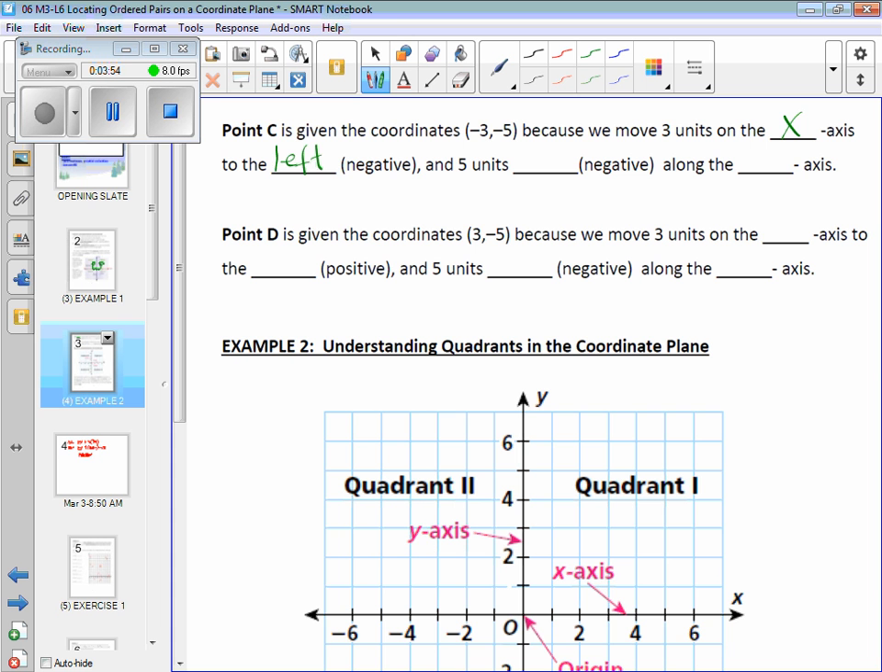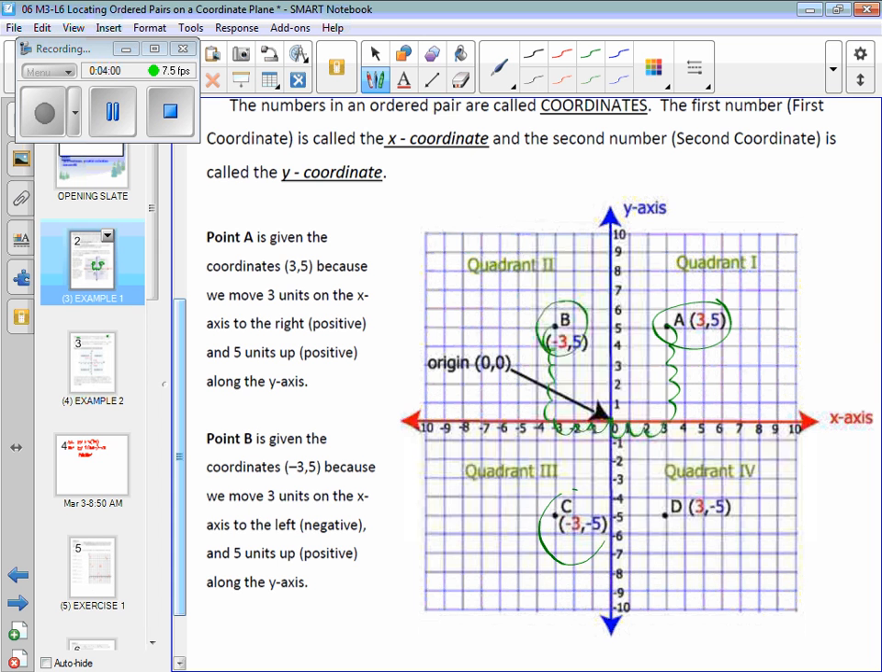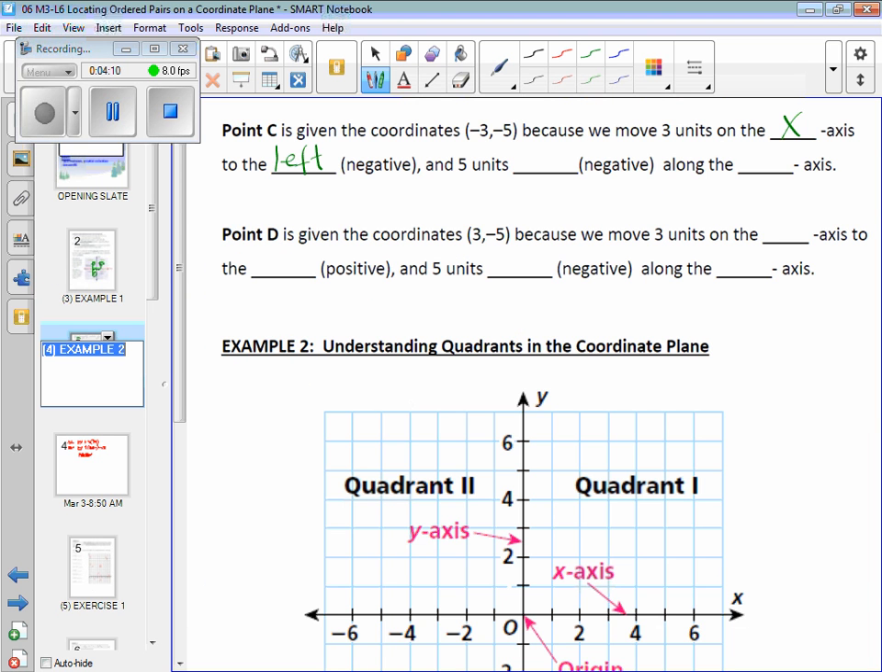Agree? Let's take a look at it. Point C. Here's point C. I have to go 3 to the left and then 5 down. And when you move up or down, what axis are you moving along? Bridget? Correct. All right, finally, what about point D? Find it from the previous page, and it's 3 units along what axis?